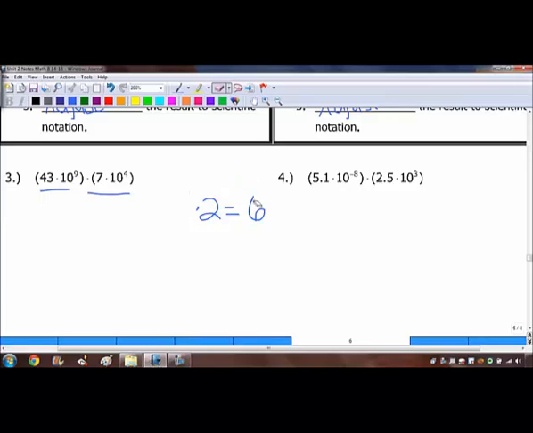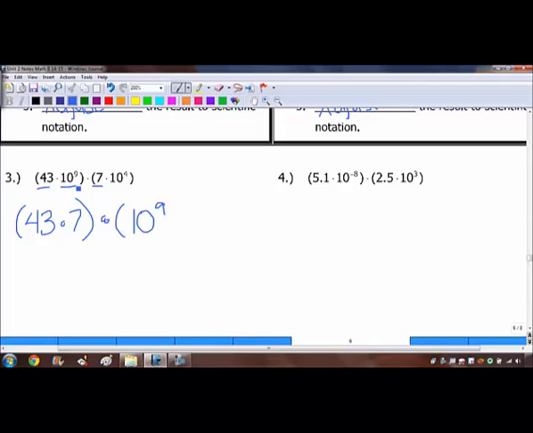So same thing with this stuff right here. I can write this out in any order I want. So instead of putting the 43 with the 10 to the 9th power next to each other, I'm going to put the 43 next to the 7. So I'm going to say it's 43 times 7, okay? And then I'm going to say it's times 10 to the 9th power times 10 to the 4th power. I haven't changed anything. All I did was rewrite numbers in a different order, okay? See how that works? All right, so now I can figure out what these answers are.